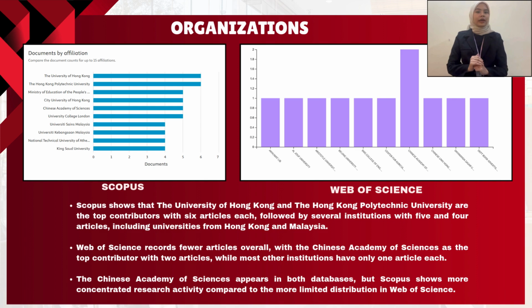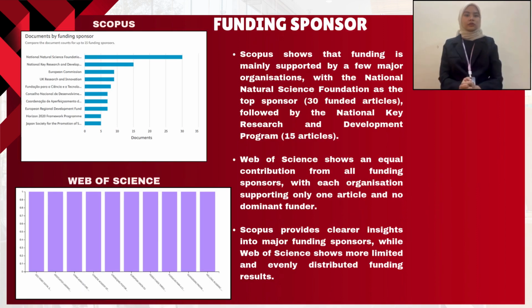Looking at both charts, it is clear that the Chinese Academy of Science appears in both databases. However, Scopus shows more concentrated research activity, especially in universities from Hong Kong and Malaysia, compared to the similar numbers in Web of Science. Now I continue my explanation about the funding sponsor of Scopus and Web of Science.